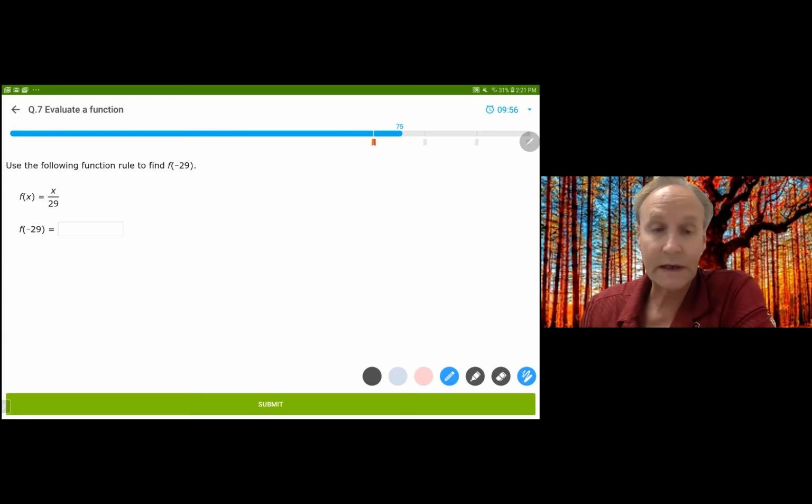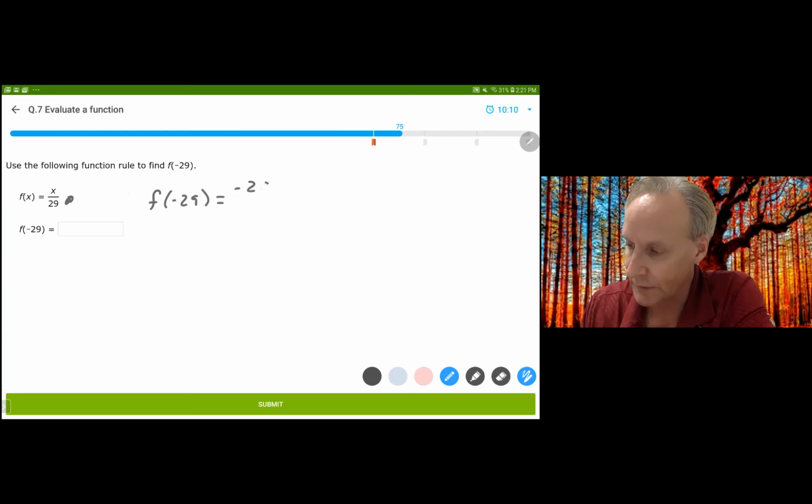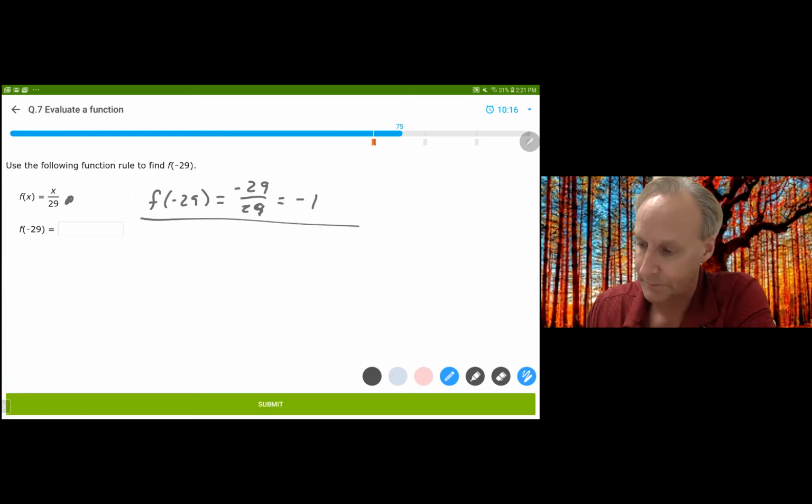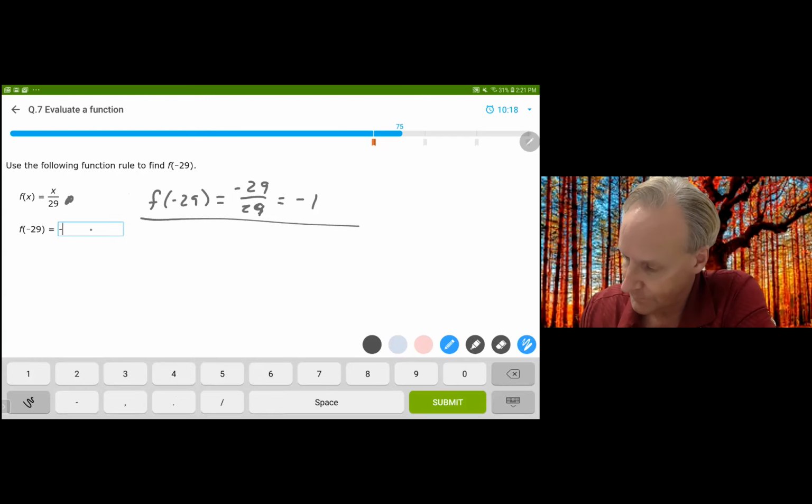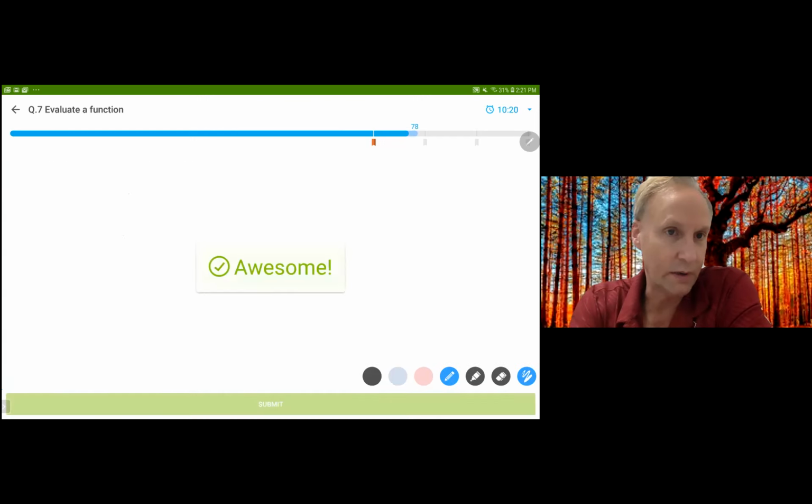Negative 29 over 29 is negative 1. Hopefully you can see it. That's not exactly right. F of negative 29 is negative 29 over 29, which is negative 1. This is true. Could have done it in your head, probably.